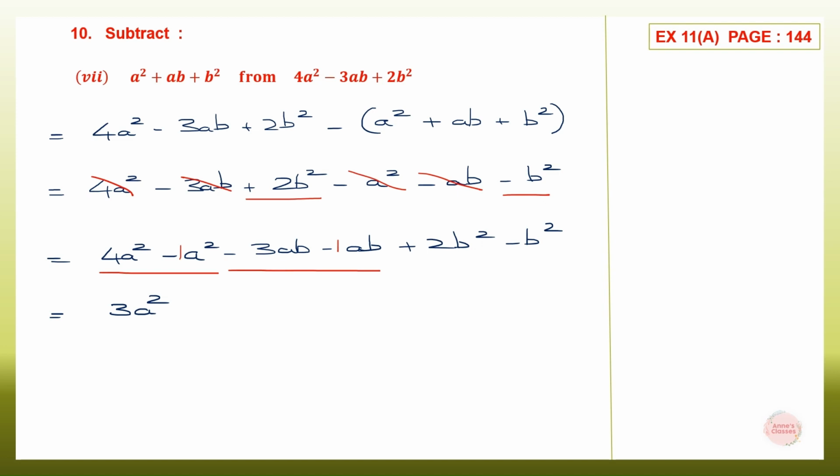So signs are the same, isn't it? So we have minus 3 minus 1. If you take only the numbers, signs are the same. Put the same sign and add. 3 plus 1 is 4. So that becomes minus 4ab. Now next one, when you take plus 2 minus 1, that means 2 minus 1 is 1 b square, or you simply write b square.